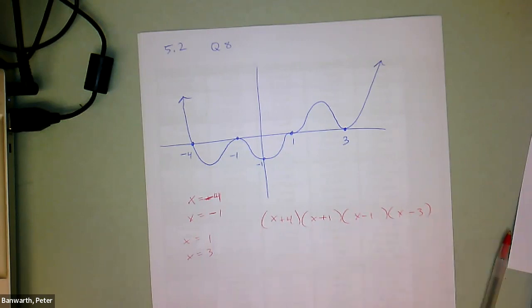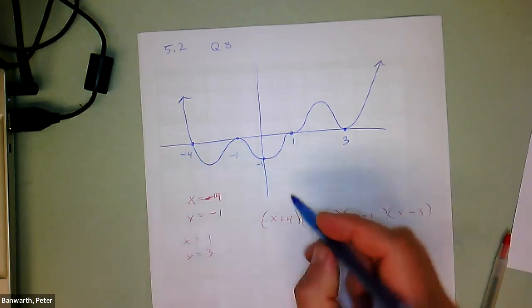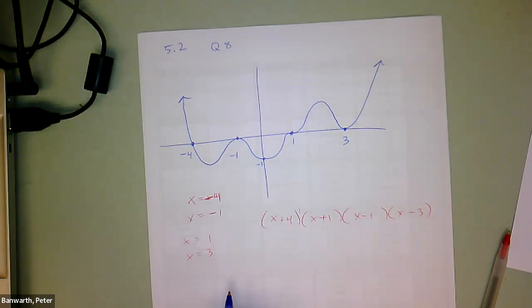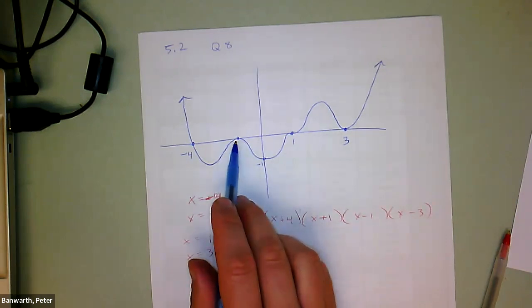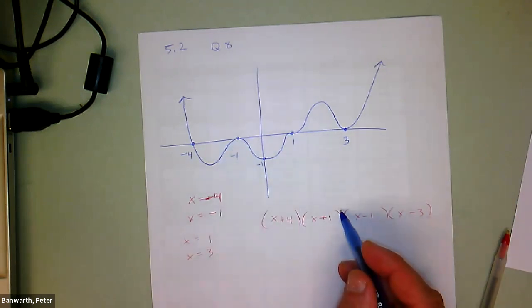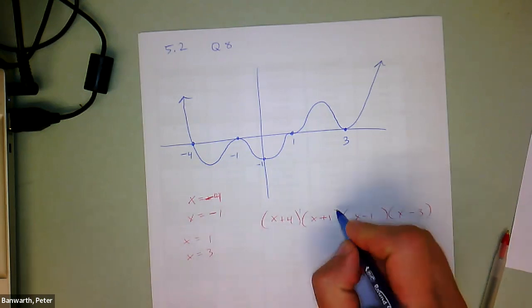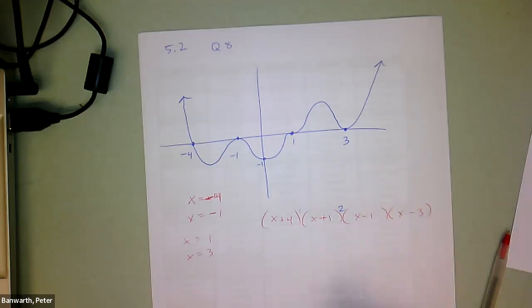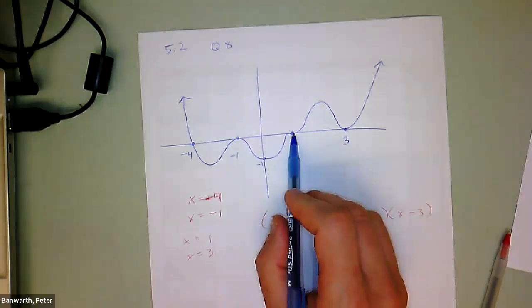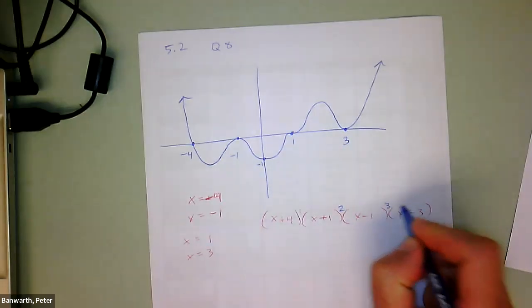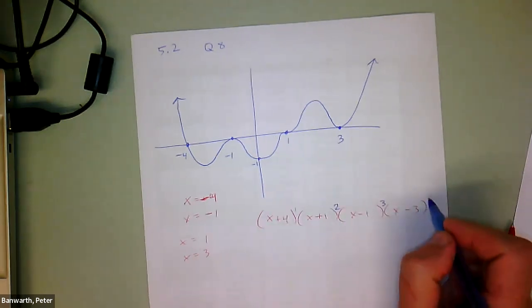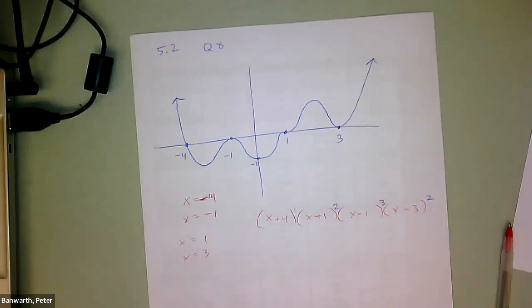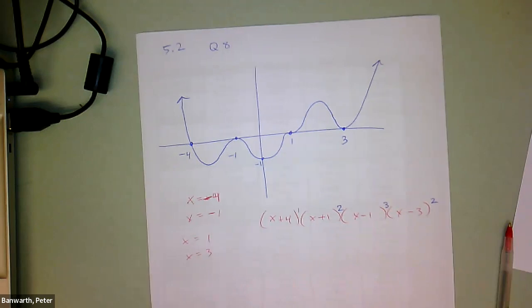And now I'll look at the multiplicities. That looks like it cut straight through, so that's a multiplicity of 1. That bounces off. So it could be a multiplicity of 2, it could be a multiplicity of 4, could be a multiplicity of 6, but I'm going to keep it simple and do 2. That one flattens out, so I'm going to say it's a multiplicity of 3, and that one bounces off, so I'm going to keep it simple and say it's a multiplicity of 2.